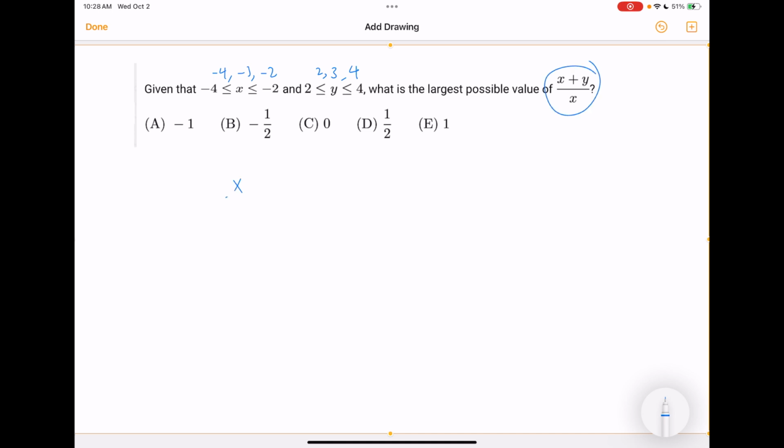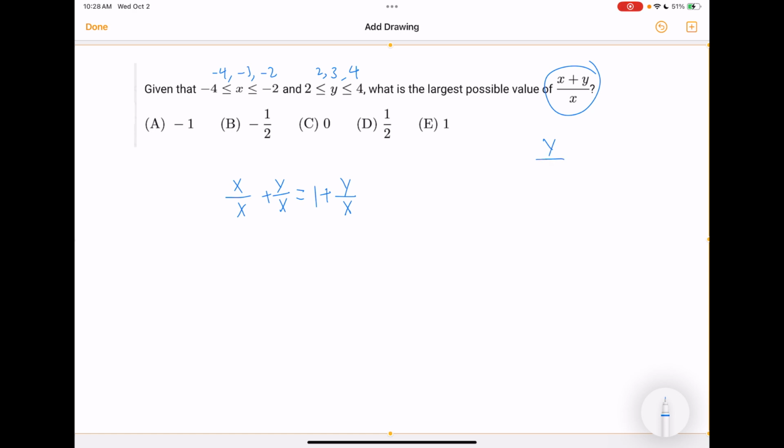We can split this apart into x over x plus y over x. This could simplify to 1 plus y over x. And if you look at the ranges of x and y, x will always be a negative number, negative 3, negative 2, negative 4. Y is always going to be a positive number, 2, 3, 4.